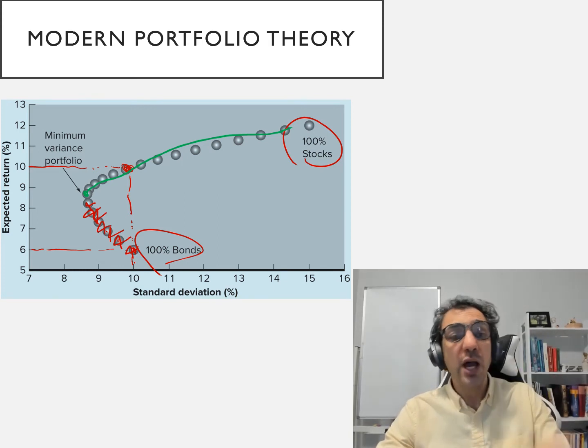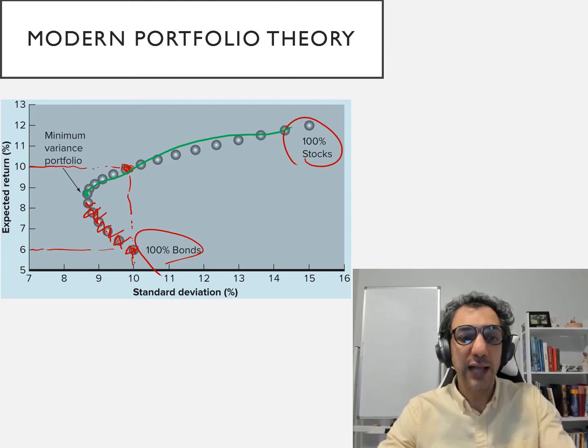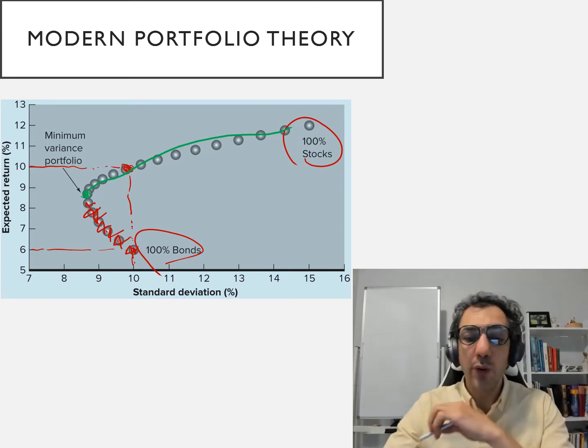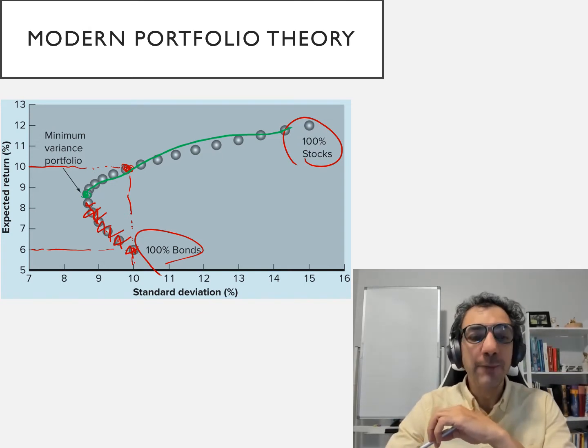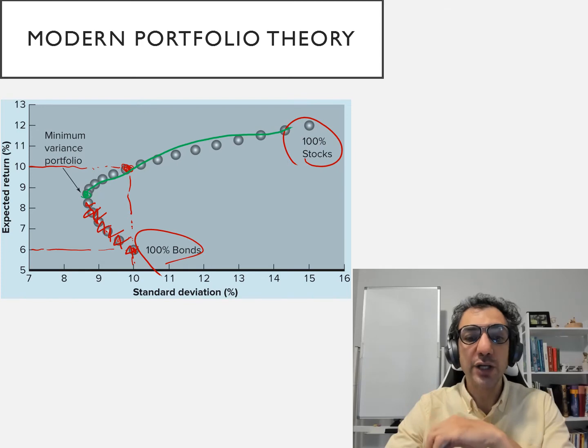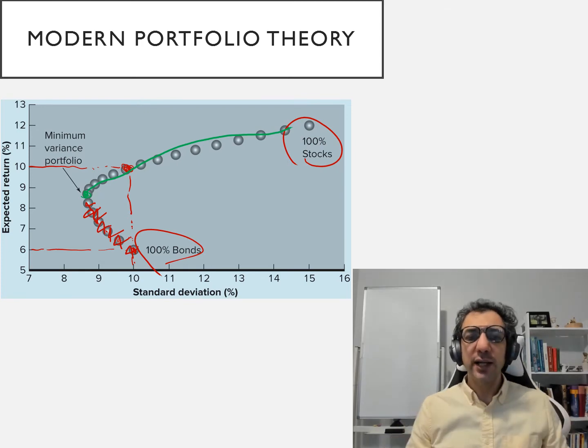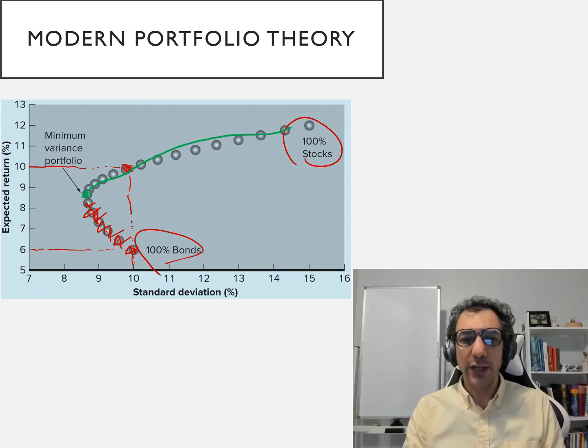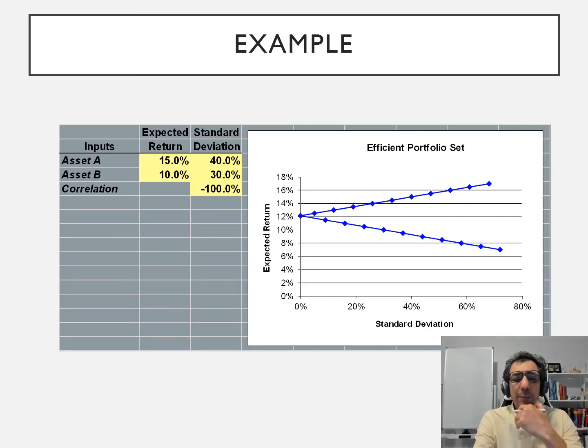The one on the most left side is called the MVP, or the minimum variance portfolio, because it provides the lowest possible volatility you can have out of these combinations. Now, let's look at an example and see how the MVP and the efficient portfolios work. Here is an example which shows how the modern portfolio theory works. So let's look at this example.